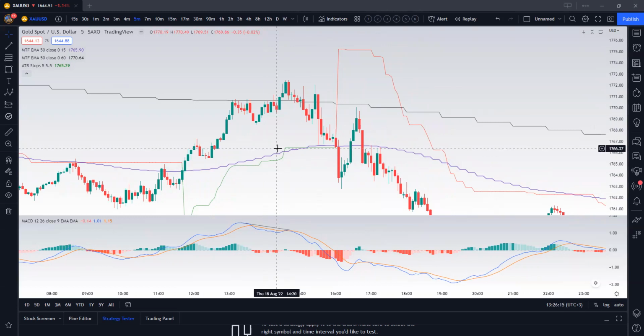So these are very important elements that you need to understand. Once you understand these, you can develop any strategy that you want and become a very successful trader.